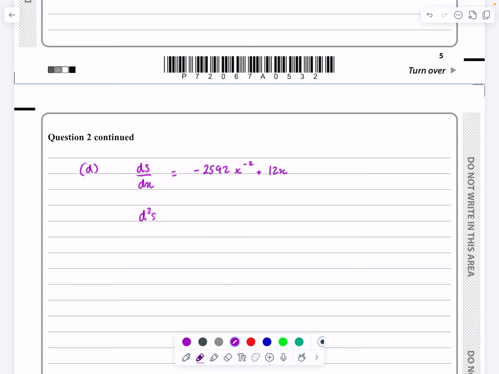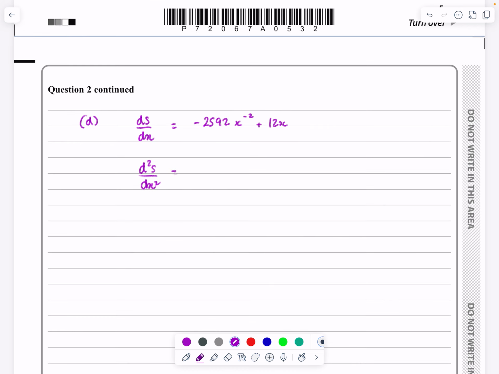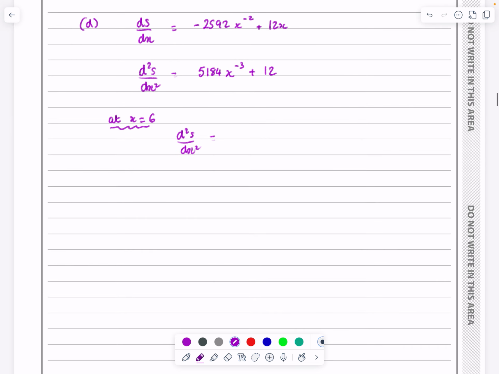So when we're differentiating again with respect to x, same rule, multiply by the power, take one off the power, so multiply by minus 3 gives me 5184. Multiply by minus 2, multiply by the power, take one off the power, that's where I got my minus 3 from, plus, and then we know what the differential of 12x is, it's 12. So we're talking about at the point x equals 6. So at x equals 6, d2s by dx2 works out to be 5184, 6 to the minus 3 plus 12.